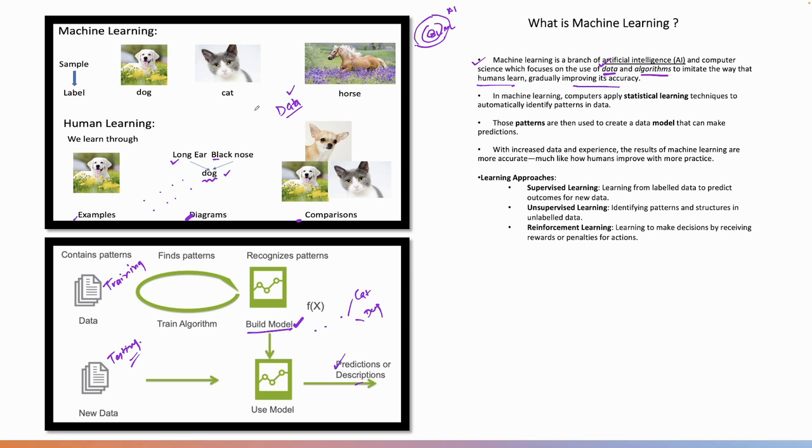Then we have unsupervised learning. So supervised is where you are actually labeling your data. Unsupervised is where you don't have labeled data and you have unlabeled data. Very important. And unsupervised learning helps to identify patterns and structure in the unlabeled data.